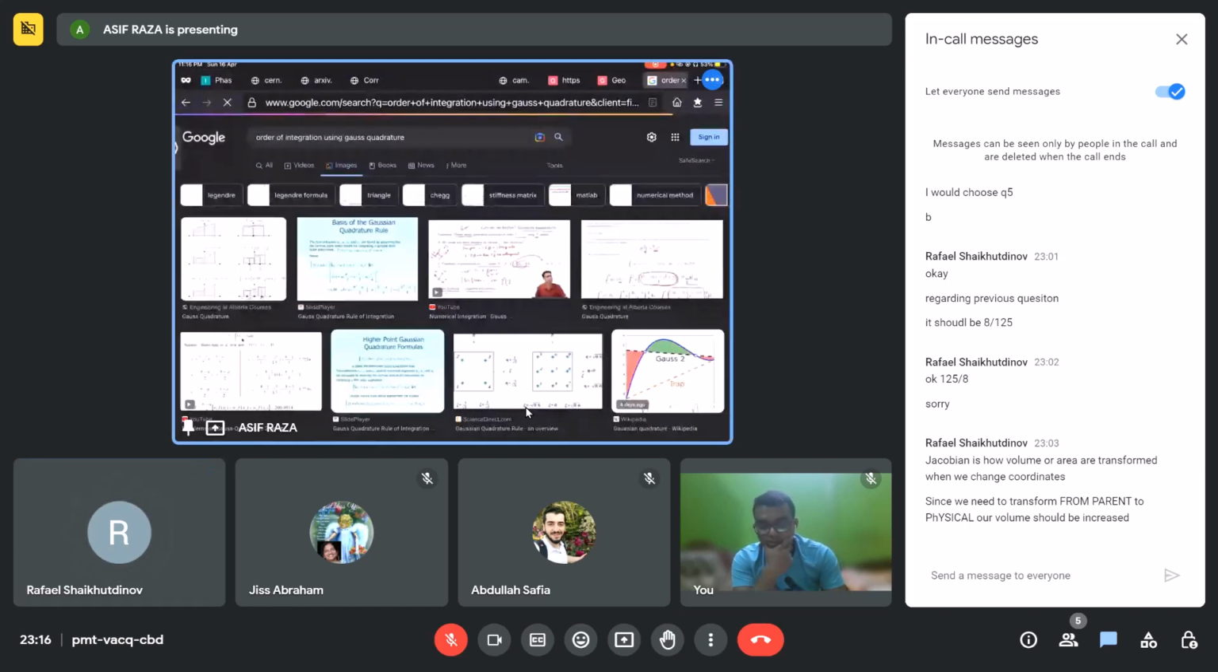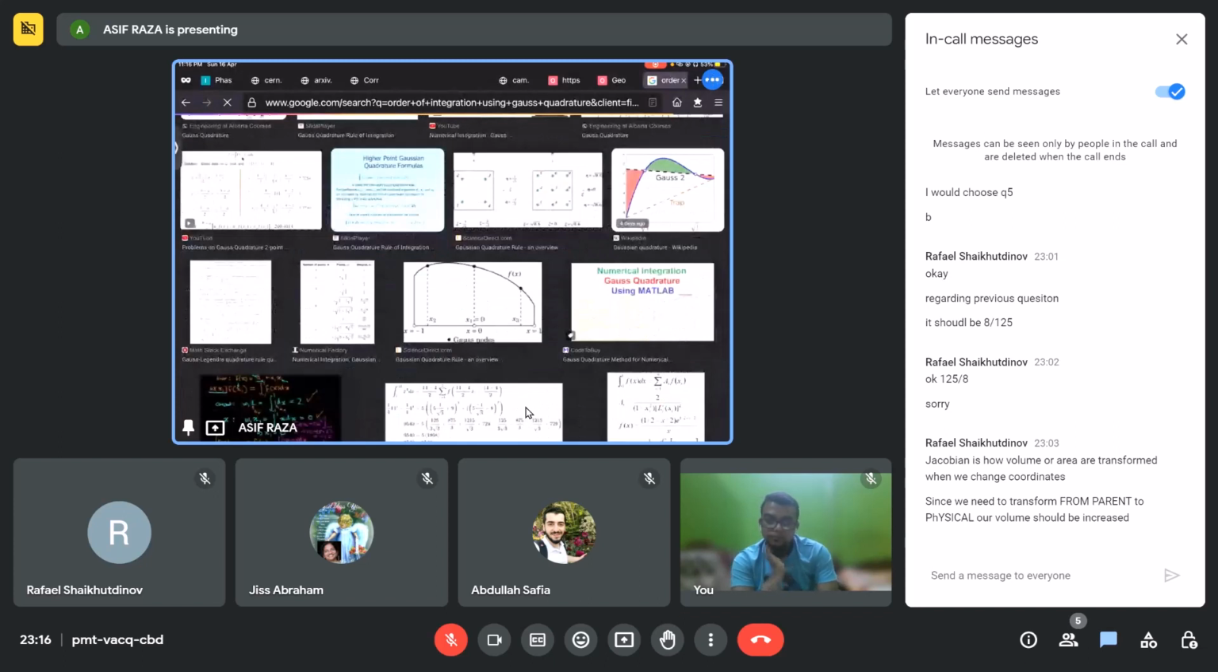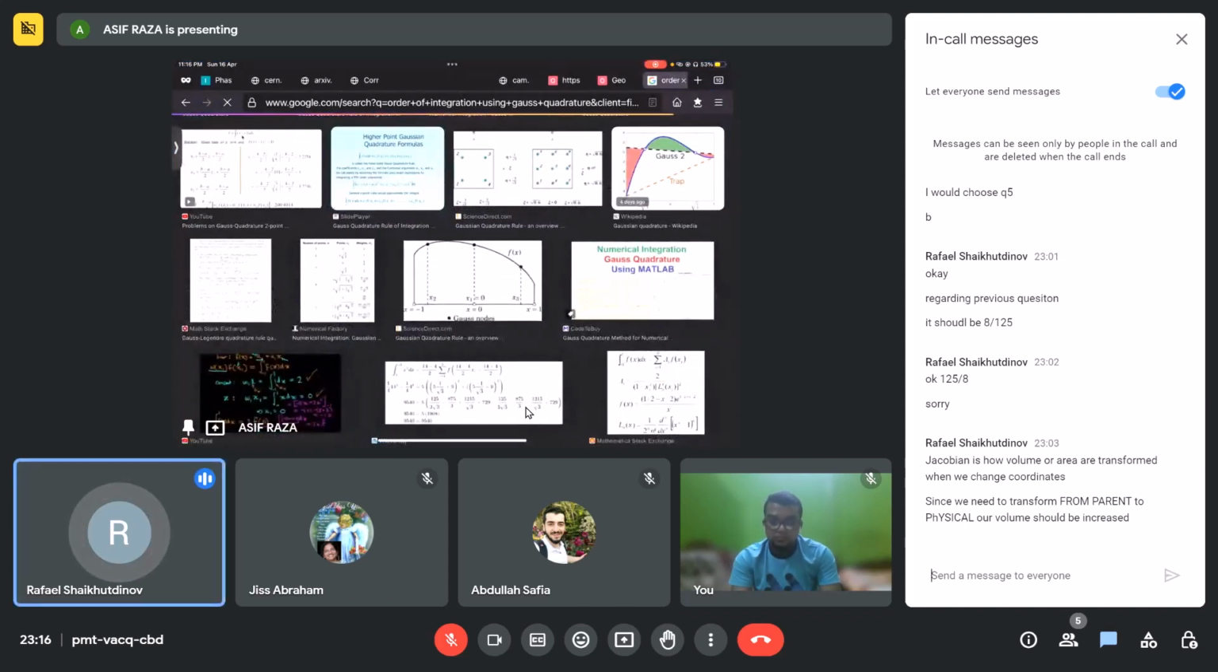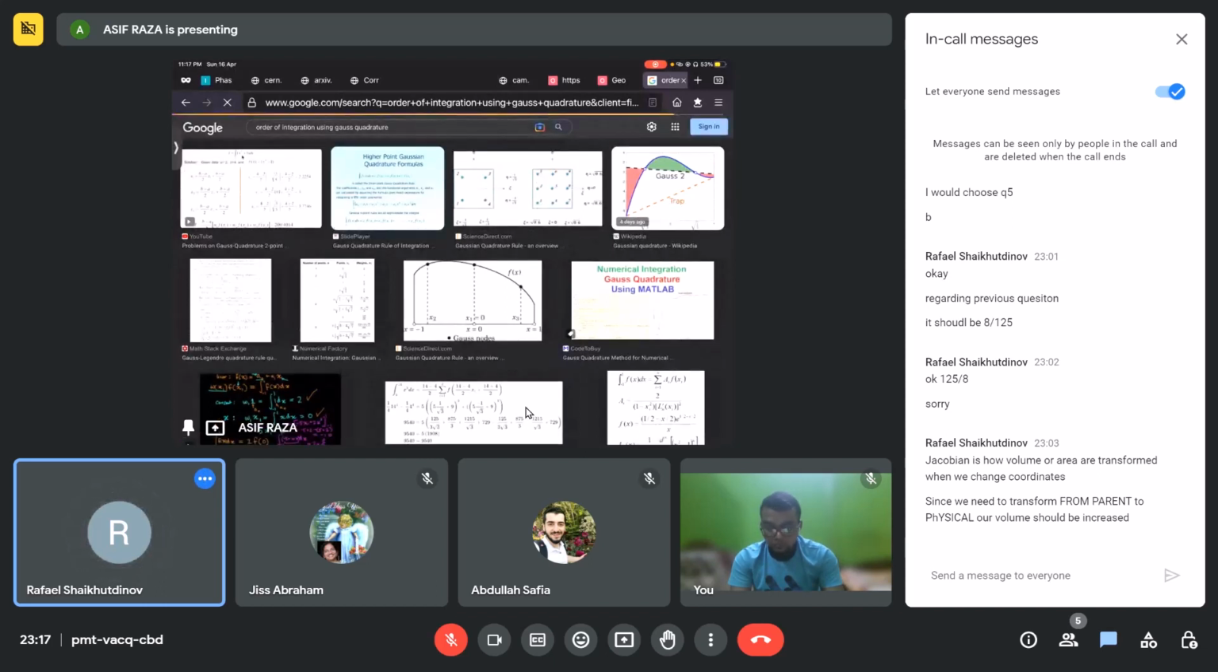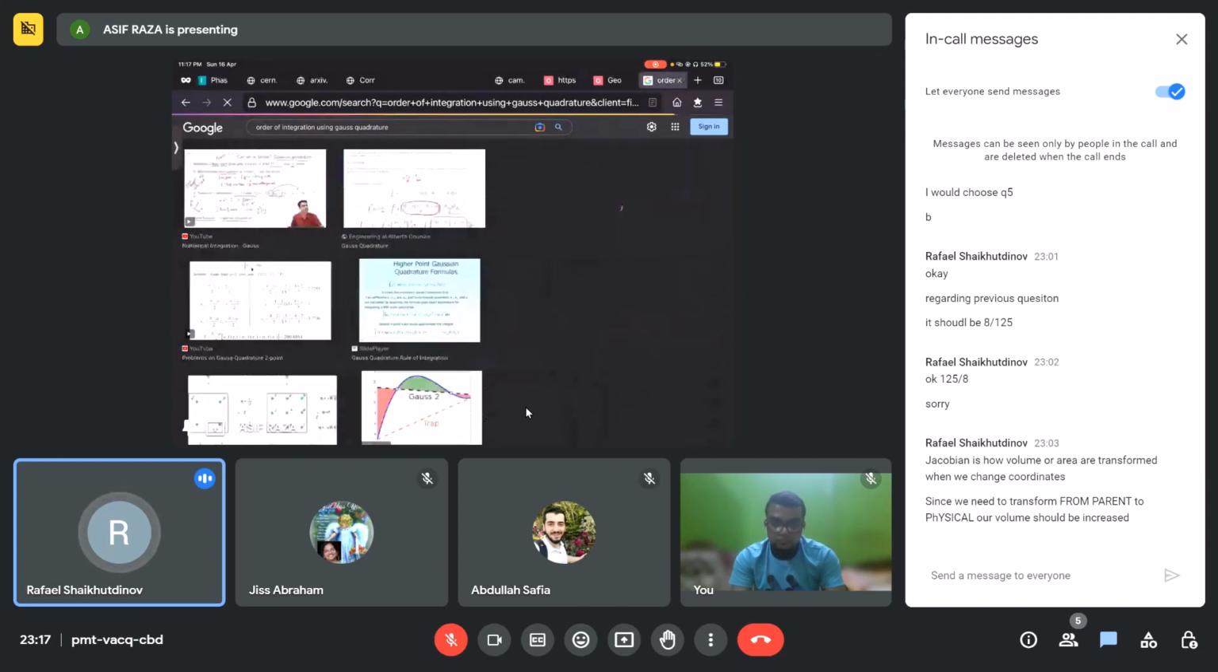So I just searched for order of integration using Gauss order, and I just took this image. So now this table is what we have. This Gaussian quadrature rule overview should be good. Numerical factory also might be interesting. I asked because in the lecture there were nice examples with very accurate tables.